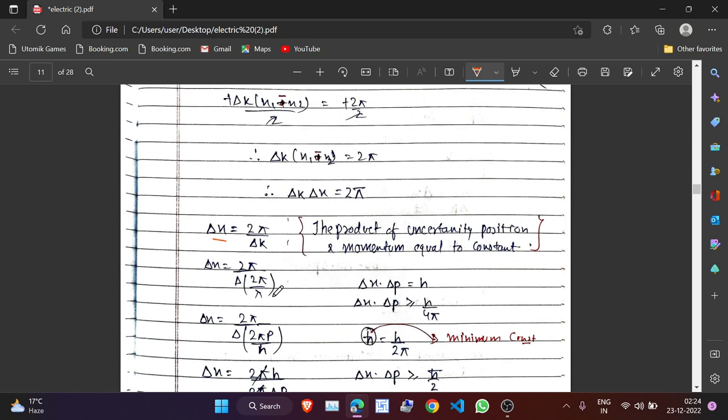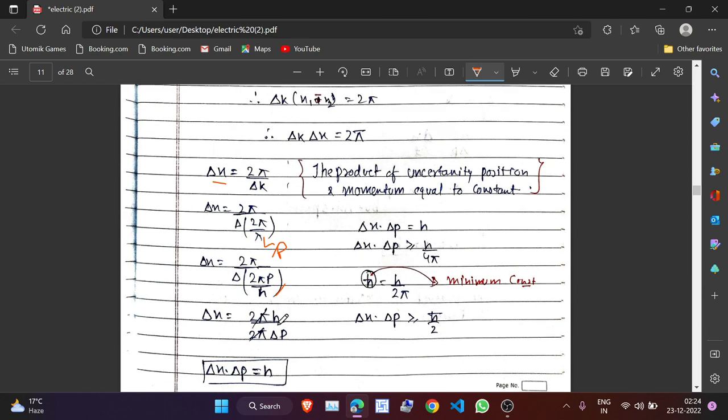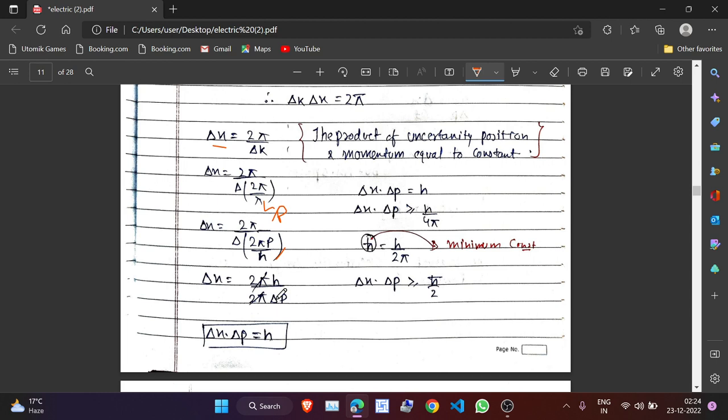Yes, omega upon lambda, and lambda is equal to h upon p. So here h upon p, this is h. So p goes up, and this equation becomes 2 pi p upon h, and h goes up, that is 2 pi h by 2 pi del p. So 2 pi and 2 pi cancel, and after cross multiplication, delta x into delta p is equal to h.